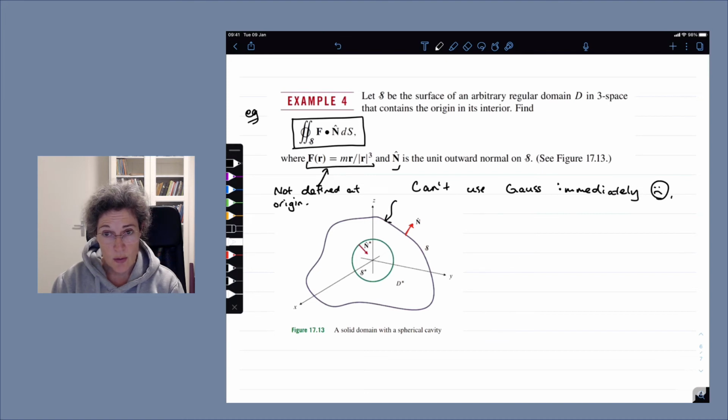So what are we going to do? We're going to use a little trick. We're going to start by imagining that we've got a little sphere around the origin, which we're calling S star. Okay, so S star is a small sphere contained within D. Okay, and it's centered at the origin.